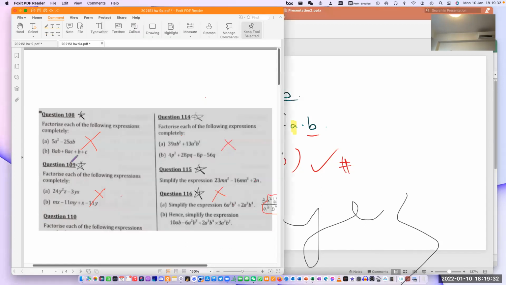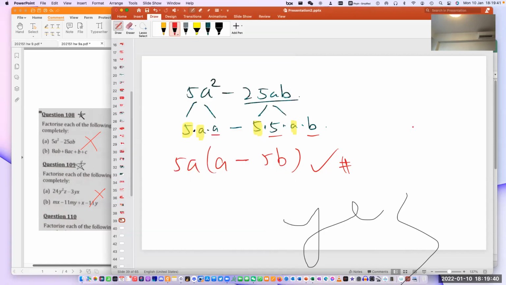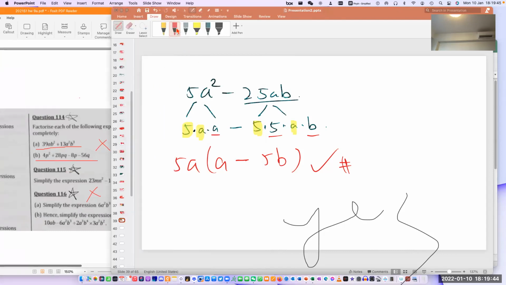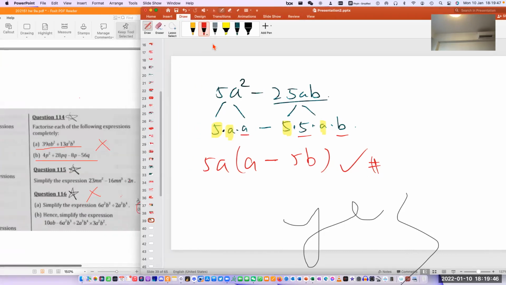So if you look at a more complicated question, let me just do this. Probably I do the A first, and then you have a better sense. Okay, let me do A first before I do the B. Let's write down the question: 39ab squared plus 13a squared b cubed. So how do you split this?